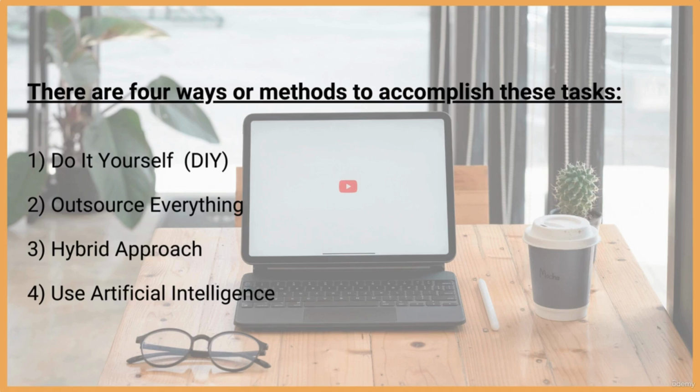Number 2. Outsource everything. In this method, we delegate all the tasks to external freelancers. Number 3. Hybrid approach. In this approach, we outsource tasks which require specialized skills and manage the rest of the tasks internally by yourself. Number 4. Use artificial intelligence to automate all of these tasks. Let's discuss each of these methods.